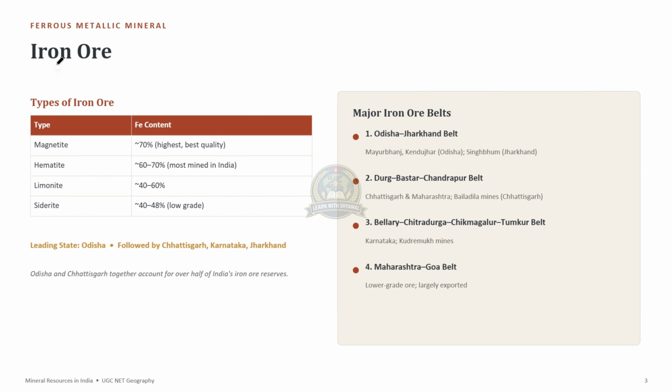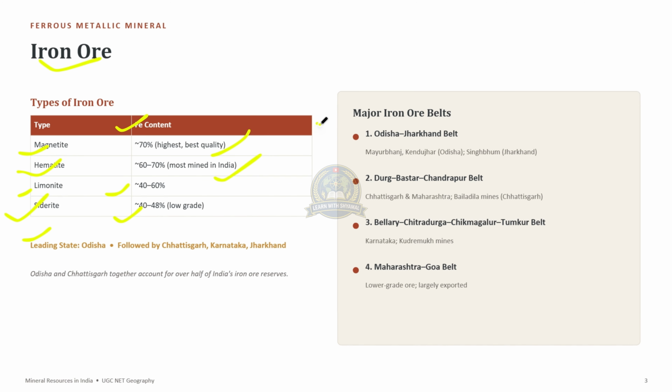First of all, iron ore. Types of iron ore and their content. Magnetite, 70%, highest and best quality iron. Hematite, 60 to 70%, most mined in India. Limonite, 40 to 60%, siderite 40 to 48%, also known as low grade. Leading state Orissa, followed by Chhattisgarh, Karnataka and Jharkhand. Orissa and Chhattisgarh together account for over half of India's iron ore reserves.